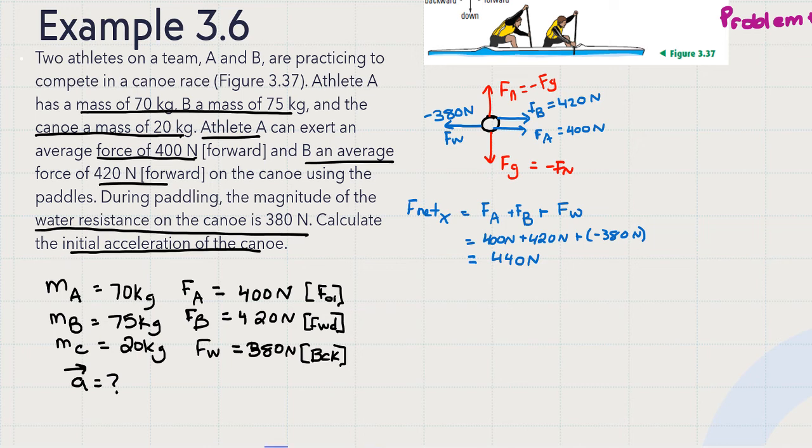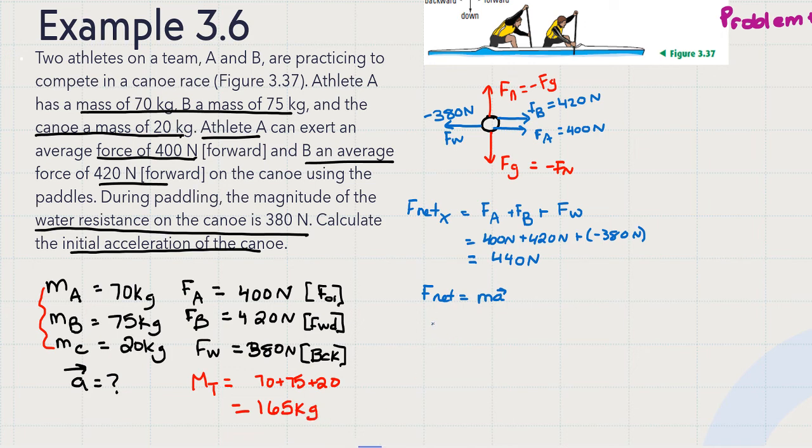Okay, so now we're going to calculate our acceleration in the horizontal direction, which means that we're going to use our formula mass times acceleration. Now we have so many different masses that we need to have the mass of the total system. So mass total system is going to be 70 plus 75 plus 20 to give us a resounding 165 kilograms.